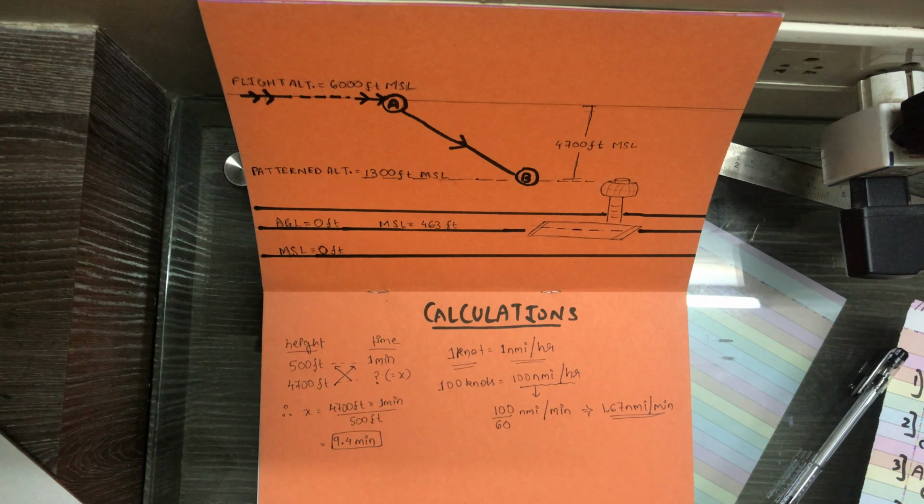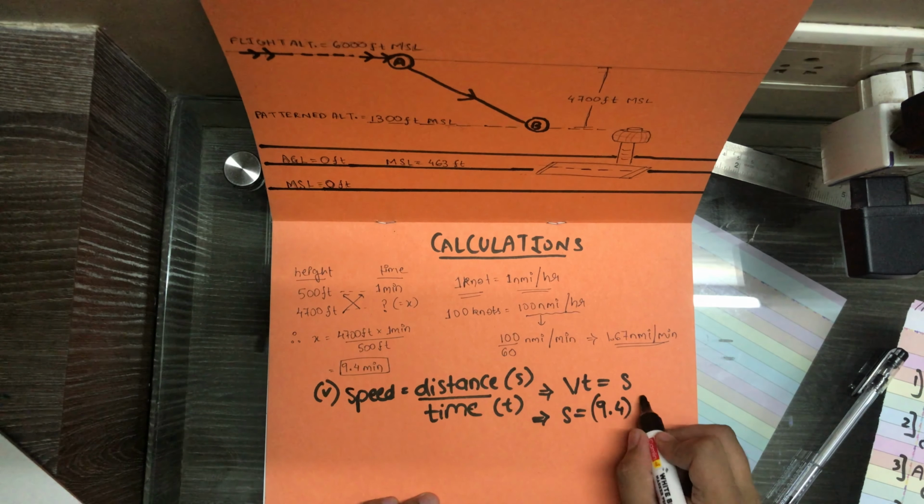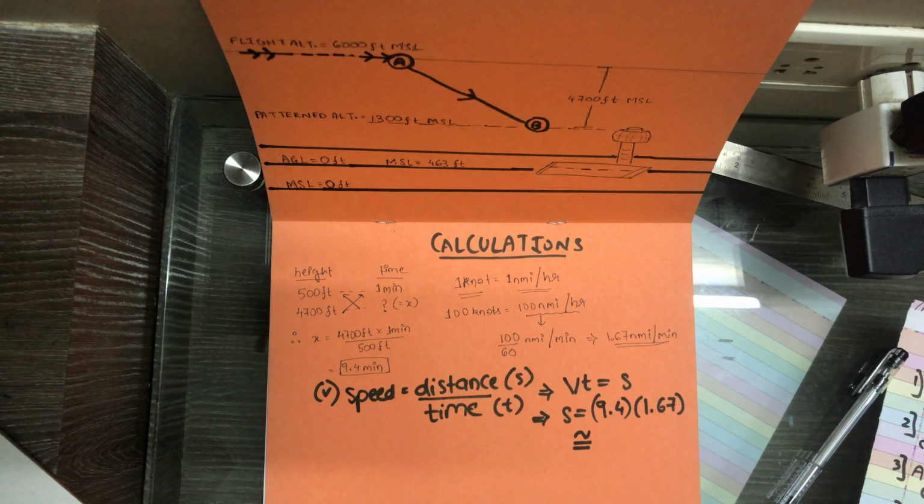Now, how many miles will be covered in 9.4 minutes? It's easy. If you apply the speed equals distance upon time formula, we multiply 1.67 miles per minute by 9.4. This approximately turns out to be 15.67 nautical miles. So, accordingly, we need to start our descent when we are 15.67 nautical miles far from our runway.